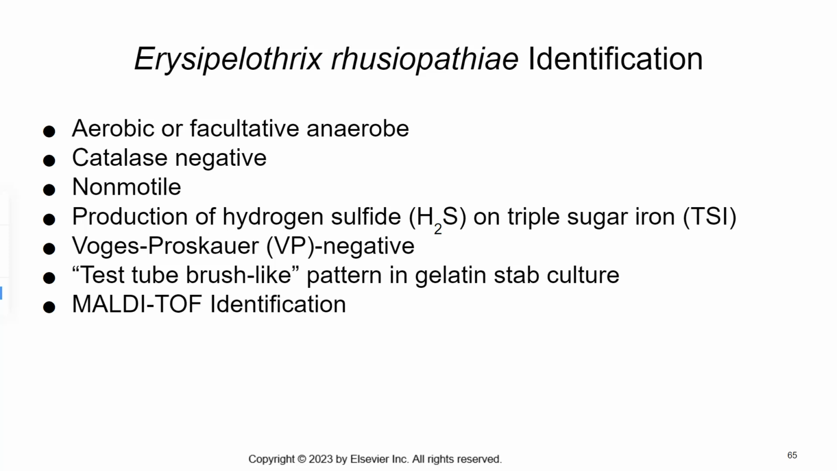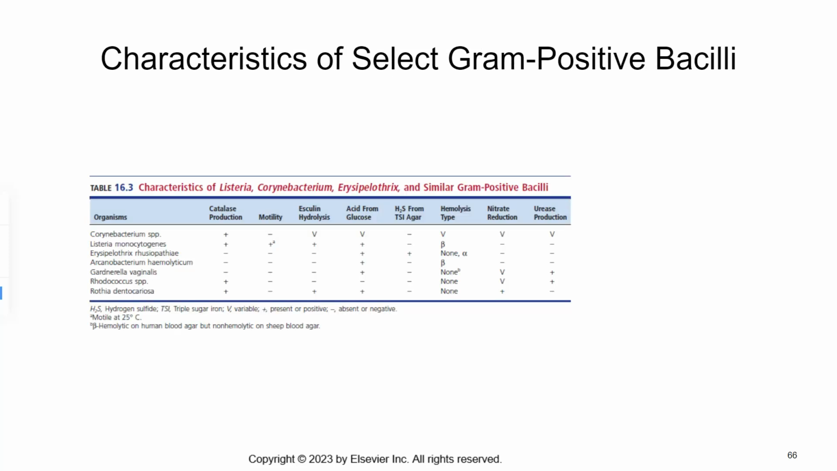Aerobic or facultative anaerobe, catalase negative, non-motile, production of hydrogen sulfide on triple sugar iron, Voges-Proskauer negative, and a test tube brush-like pattern on gelatin stab culture. MALDI is used for identification. And here's a chart differentiating several gram-positive bacilli species.